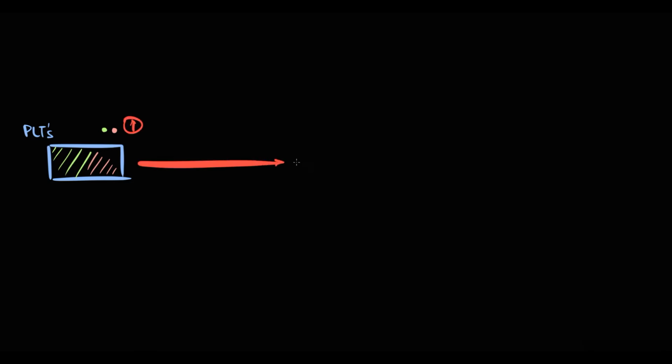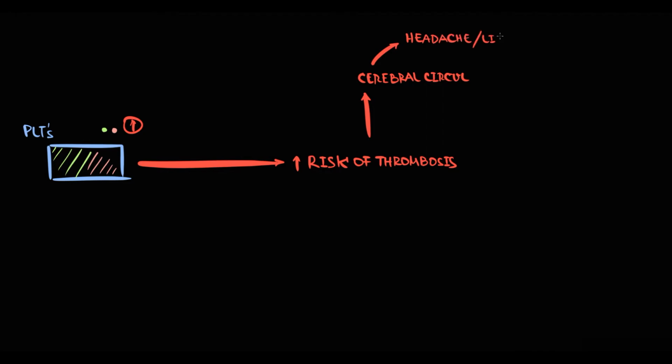Now, how such severe increase in platelets can manifest? With increase in amount of platelets, the risk of thrombosis significantly increases. Thrombosis can affect cerebral circulation. Initially, formation of microthrombi in cerebral circulation can cause symptoms as headache and lightheadedness, and with time, severe thrombosis can result in a stroke. Also, it can affect myocardial circulation.